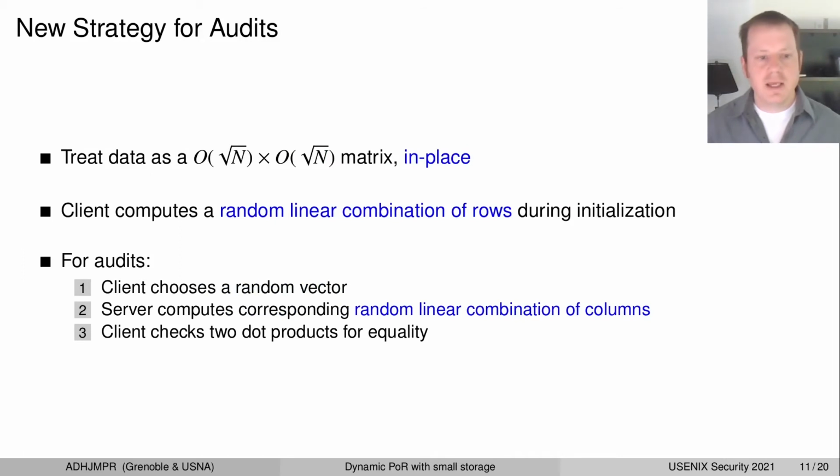The new strategy is roughly summarized as treating the data as a square matrix. It doesn't require modifying the data. You just treat the bytes as numerical values in a square matrix. And the idea of audits is to choose random linear combinations. So the client is going to do a random linear combination of the rows. The server is going to do a random linear combination of the columns. And then during an audit, the client just has to check the random combination of linear combinations in two different ways to see that they're the same thing.